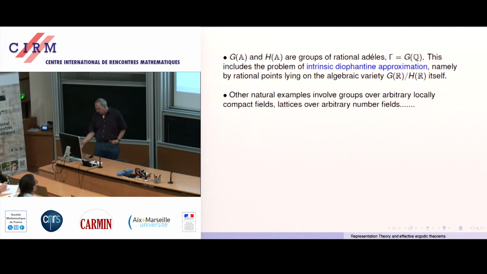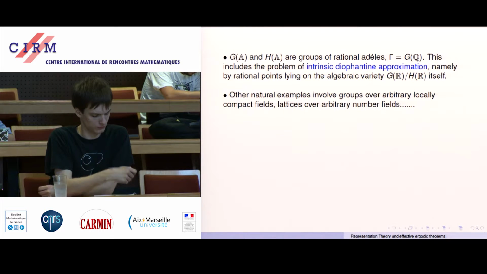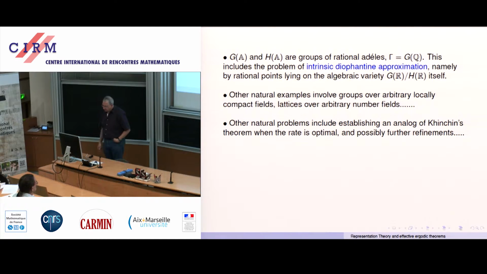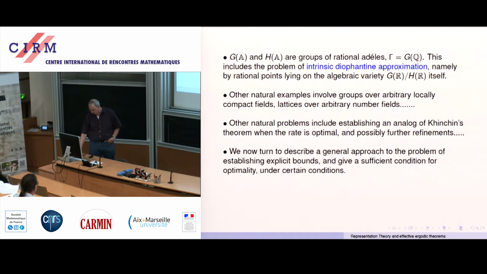And of course, other natural examples would involve groups over arbitrary locally compact fields, p-adic fields, and lattices over arbitrary number fields and not necessarily rationals. And other natural problems will include establishing an analog of Khinchin's theorem when the rate is optimal and other further refinements. And what we're going to do now is turn to describe a general approach to the problem of establishing explicit bounds, and we're going to give a sufficient condition for optimality under certain conditions.